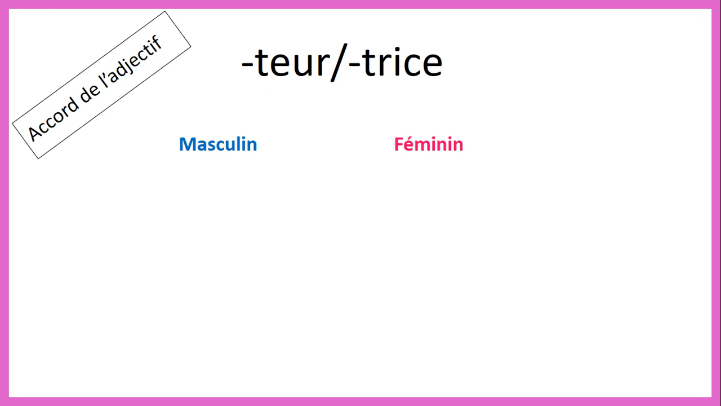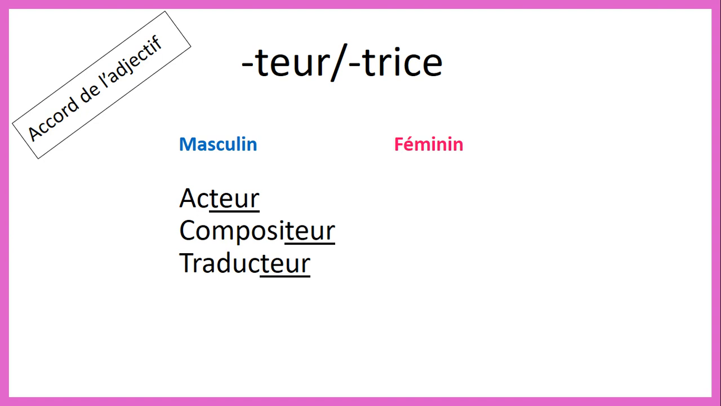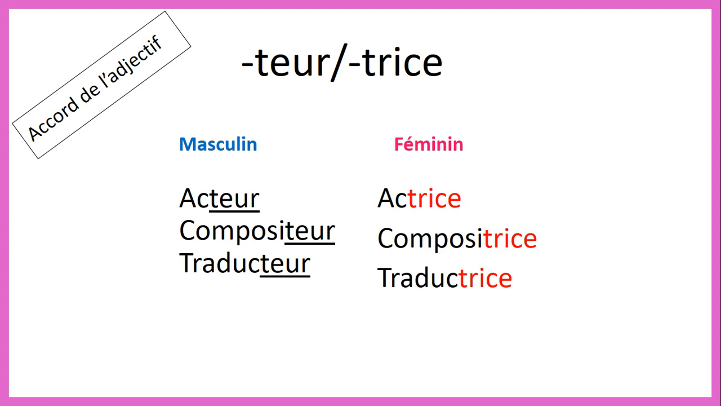And other adjectives end in T-E-U-R. For those, in the feminine form, we make it T-R-I-C-E. Take a look at the examples. Acteur, actrice, actor. Compositeur, compositrice, composer. Traducteur, traductrice, translator.